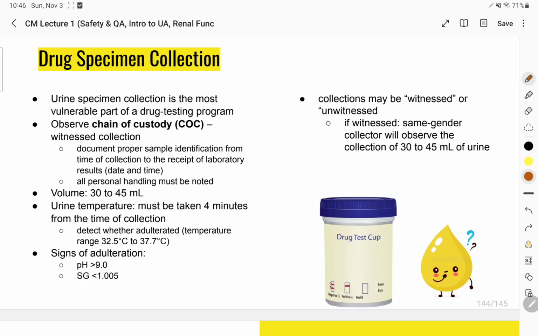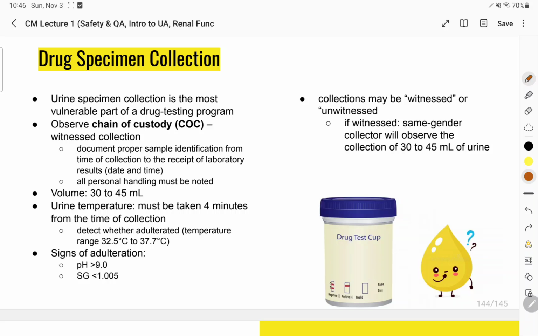You have probably experienced drug testing already, where the bowl is not fully closed, and there is no flush, and the water is colored blue, so that the person cannot cheat. And the required urine volume is around 30 to 45 ml. If it does not reach that, you have to urinate again. And urine temperature must be taken within 4 minutes from the time of collection.